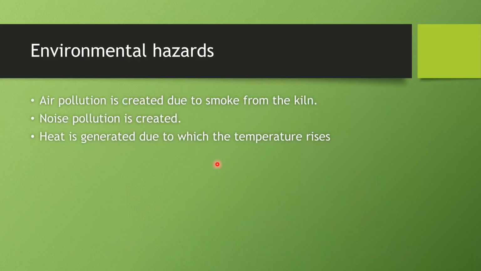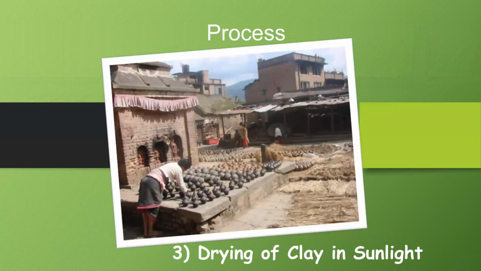The second important thing that is going to be assessed in the examination is the environmental hazards produced by the brick lane industry. Air pollution, obviously, since a lot of smoke is emitted out of the kiln, so air pollution is created on a large scale. Noise pollution is also created, since the bricks are being baked. And most importantly, heat is generated on a large scale, which leads to a rise in temperature in the area. So these are some of the environmental hazards of a brick lane industry.